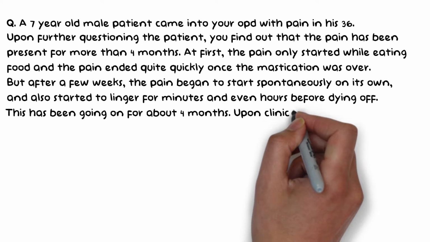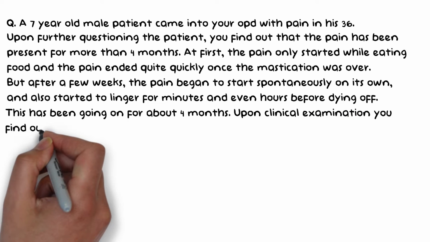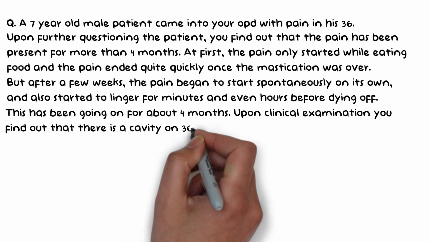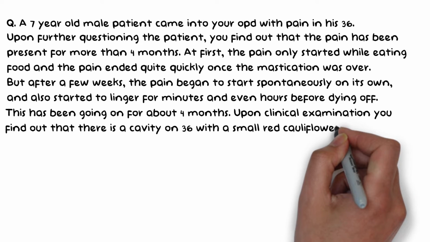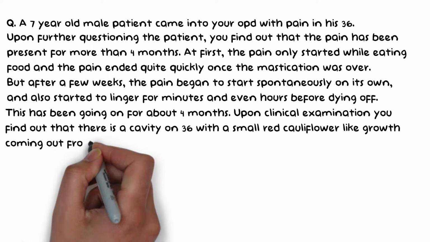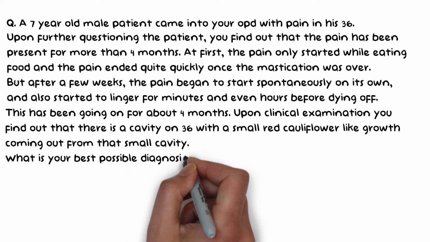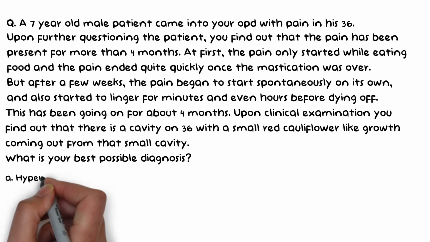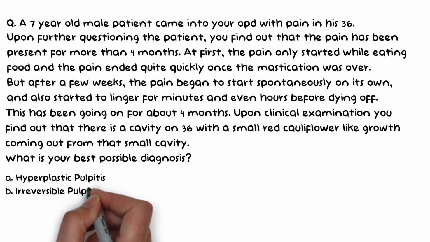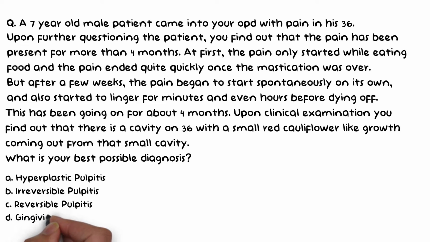Upon clinical examination, you find out that there is a cavity on 3/6 with a small red cauliflower-like outgrowth coming from the small cavity. What is your best possible diagnosis? A. Hyperplastic pulpitis, B. Irreversible pulpitis, C. Reversible pulpitis, and D. Gingivitis. So you have 5 seconds to read the question once again, and then I'm going to try to explain the correct answer in detail.